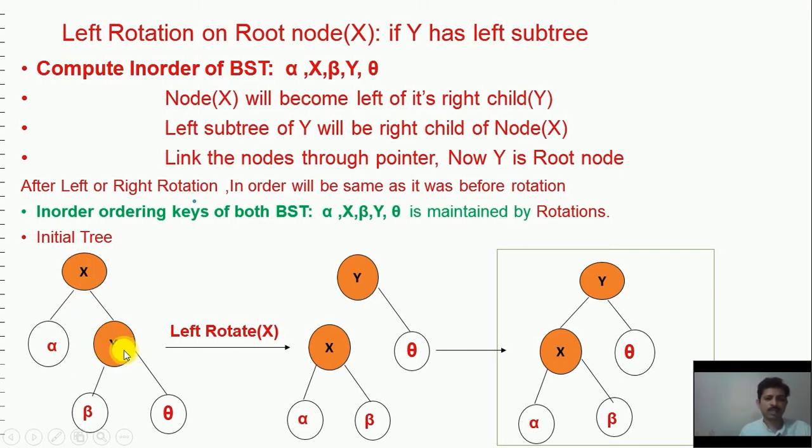So X will be placed at the left side of its Y. Now if you see that alpha and beta, it is obvious that alpha value will be less than beta. So when we place this X node on the left side of Y, the beta part will be at the right side of X. Okay, so the in-order will be maintained after rotations also. So this is the left rotation, which is performed if any node contains a left subtree.